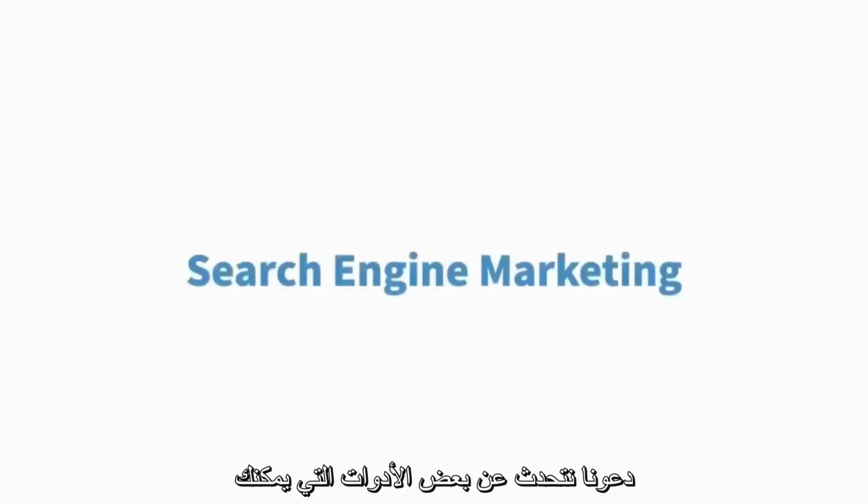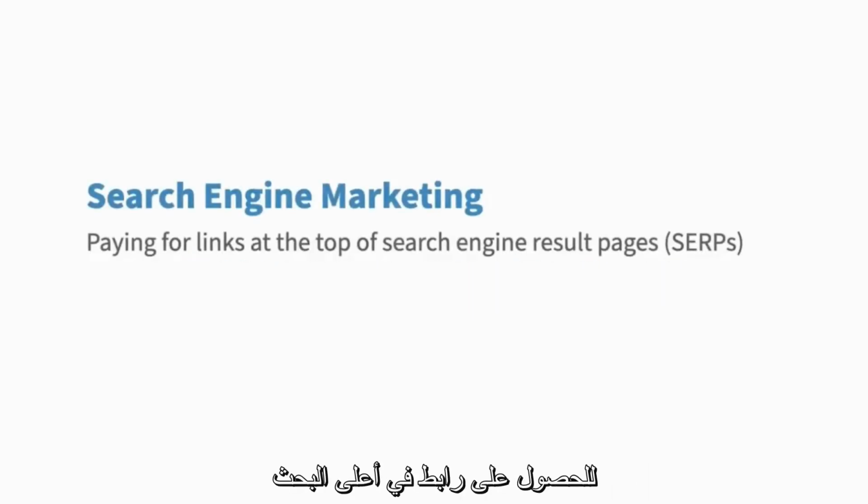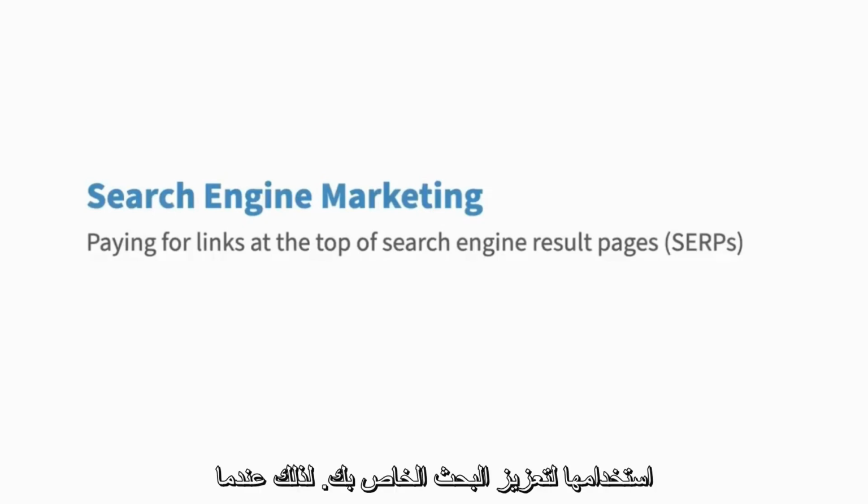Let's talk about some tools that you can use for search engine marketing. Search engine marketing is when you pay to get a link at the top of a search engine results page. So that's the first couple of links that you see in Google search that say sponsored or promoted. And we're going to talk about the different tools that you can use to actually set up those campaigns, and then a couple of additional tools that you can use to enhance your research.